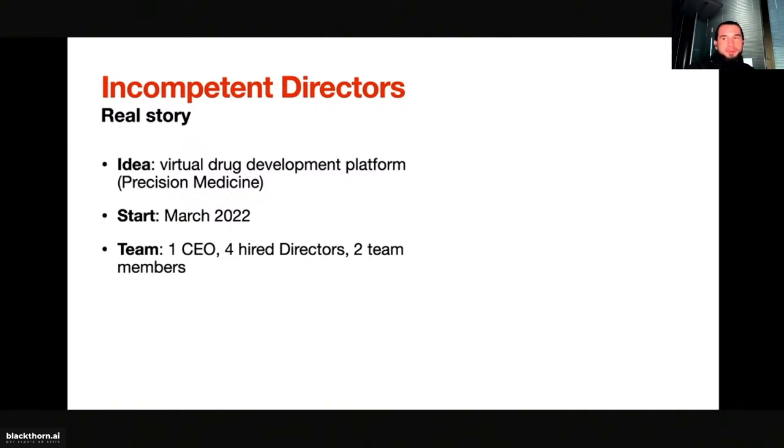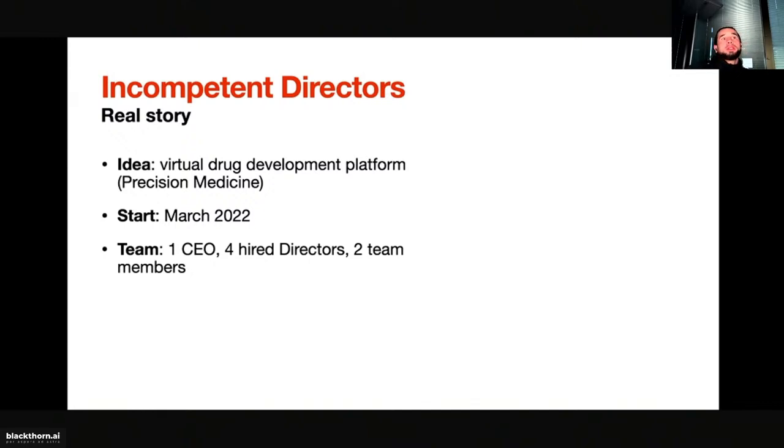Okay. Now, it was a conceptual explanation, and now is a real story. A real story which happened exactly according to this scenario, and we observed it in some business communications. So the company idea was to create a virtual drug development platform in precision medicine. Great idea. This is a good time for it. And if they do it properly and in time, they can occupy a large part of the market, because now it's not filled. There is very small competition.